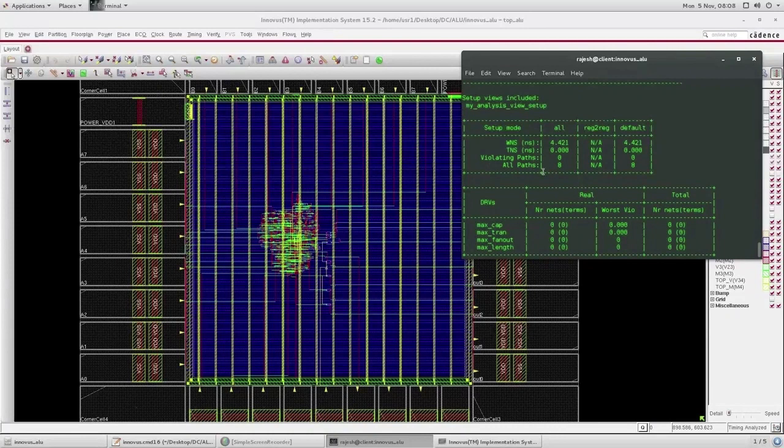Here I perform placement and routing using a sophisticated tool by Cadence known as Innovus.